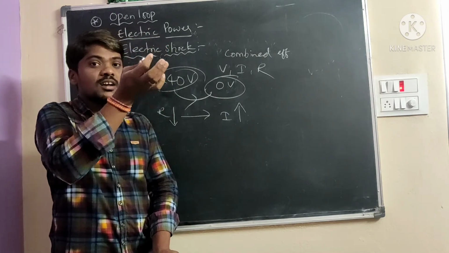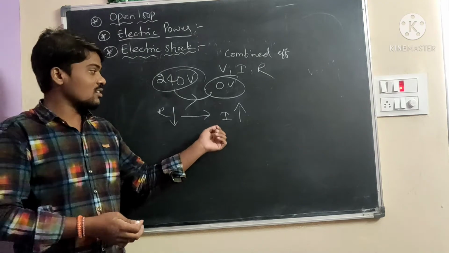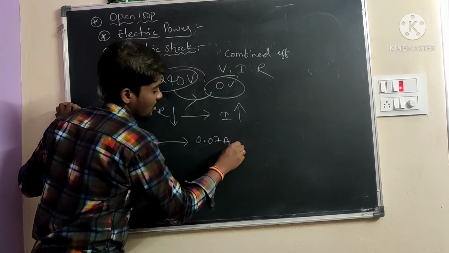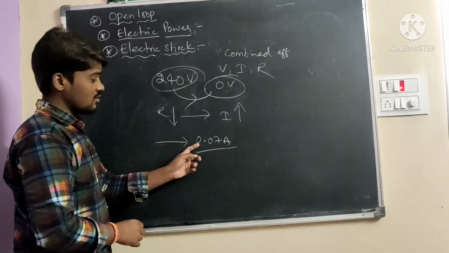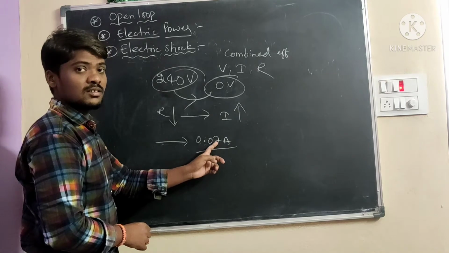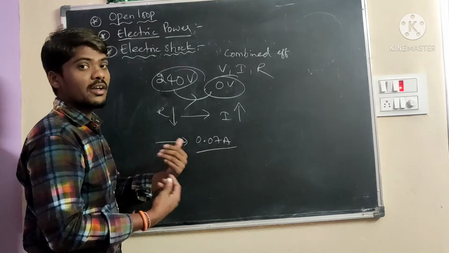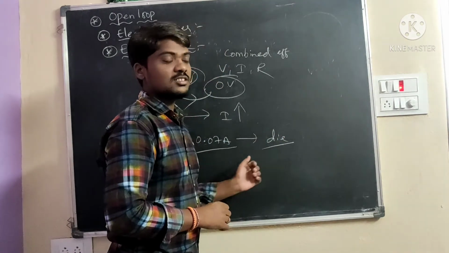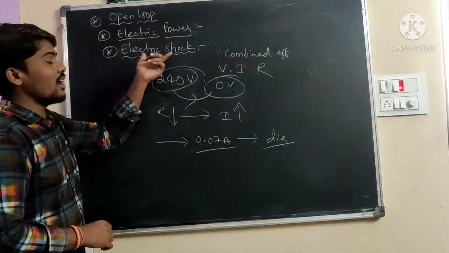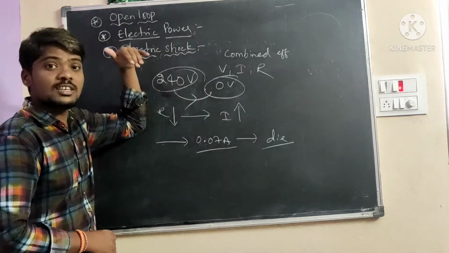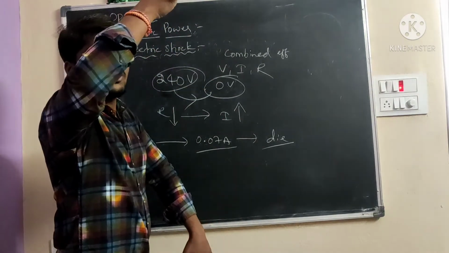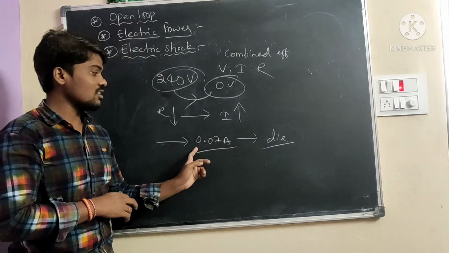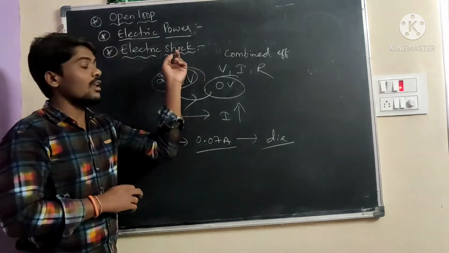As the current increases, it reaches about 0.07 amperes, and the human body will die. The person dies in this situation. This is called electric shock: resistance decreasing, current increasing, and the person dying once the current reaches that value.